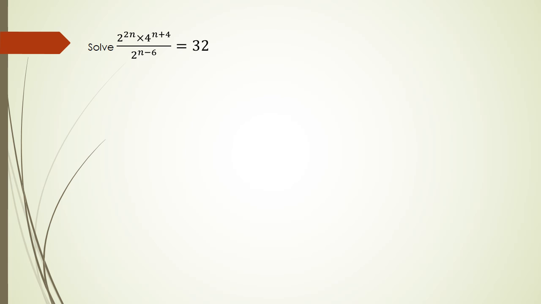So the first thing you need to do for this particular question is convert all the bases to the same value. What I mean by that is right now you have 2 as the base here and 2 as the base there, but you also know that 4 could be written as 2 squared, and 32 could be written as 2 to the power of 5. Okay, so that's the first thing I'd ask you guys to do.